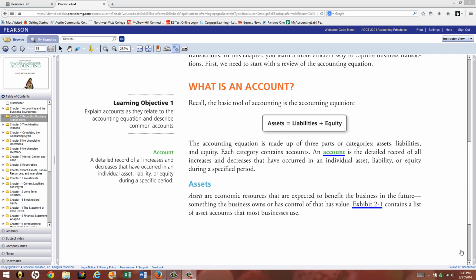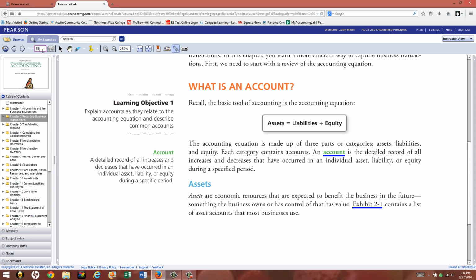First off, an account on page 68 of your textbook: an account is the detailed record of all increases and decreases that have occurred in an individual asset, liability, or equity during a specified period. So any increase or decrease in an account, this is what we're referring to.